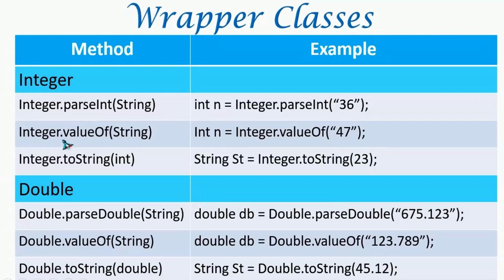Same like that, Integer.valueOf of that string will convert it into an integer value. If it is an integer, then we can convert it into a string with Integer.toString of the integer value. So it gets converted into a string. Same like that, we have these for all other data types also. Here we will see mainly the Integer and Character types.